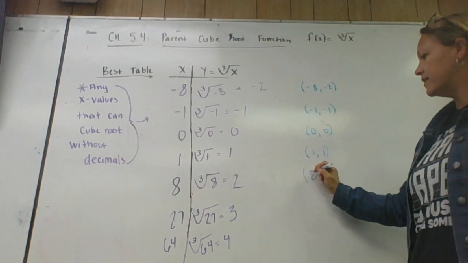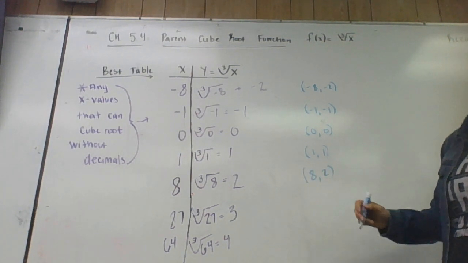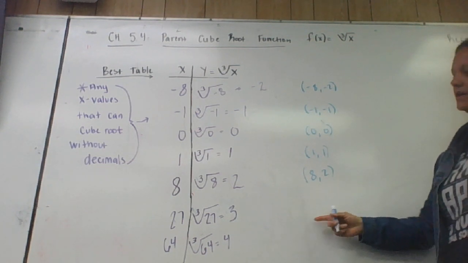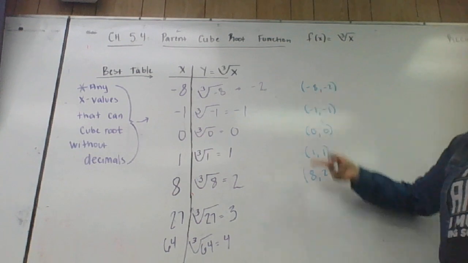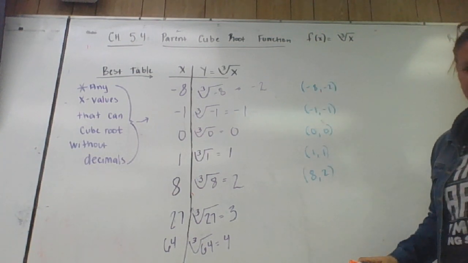Alright guys, go ahead and graph this. Let's see what this picture looks like. Hey guys, let's just do these first 5 points. 27 is kind of hard to get to, and so is 64, so let's go through -8 to +8. Plot your points to see what it looks like.